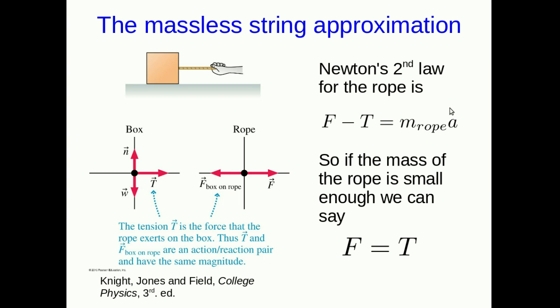But if the mass of the rope is small enough, then this side of the equation is very, very small, and so the mass of the rope disappears, and we conclude that the force that you exert with your hand is equal to the tension in the rope. That means that the rope can be thought of as transmitting forces through it. Whatever force you exert on the rope ends up being exerted on the box. This is called the massless string approximation, because notice that we had to make the approximation that m rope was 0.